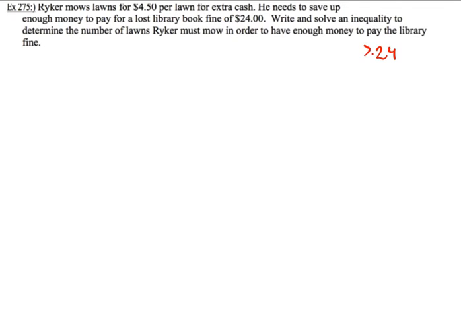He's got to have at least $24. If he has more than that, that's great. But he's got to have at least 24. It's $4.50 per lawn times the number of lawns. Let's use L to be the number of lawns mowed. Yeah, let's do a little bit better with that. Lawns mowed. So 4.5 times the number of lawns mowed needs to be greater than or equal to 24.